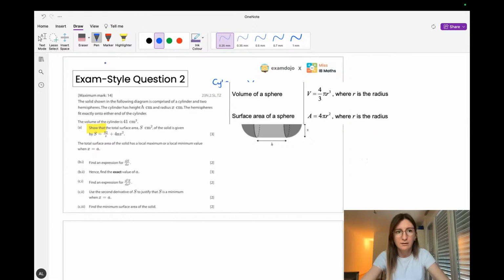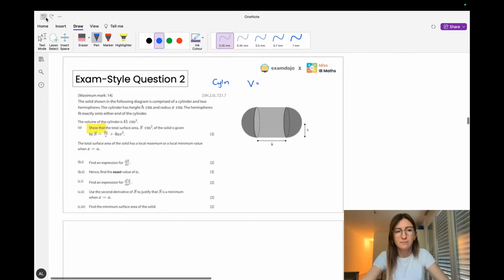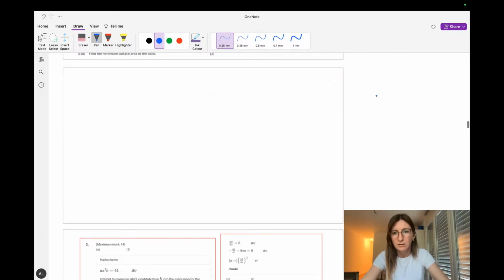Oops, I don't want to put that there. Let's put it here.